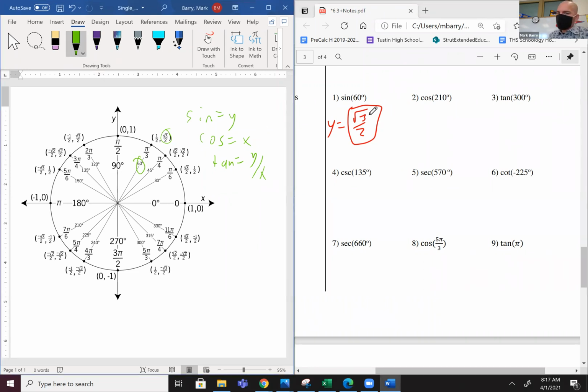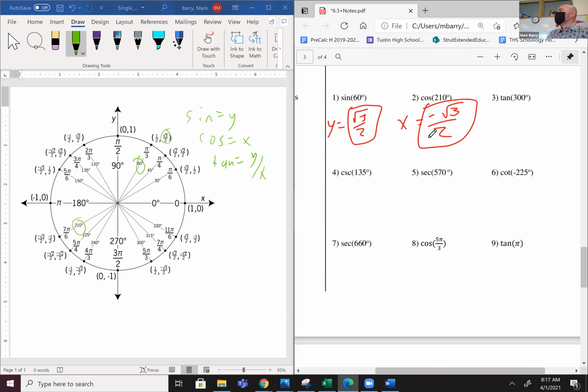Next question is asking me about cosine of 210 degrees. So now I go find 210 degrees. I find it right here. It's in the third quadrant, bottom left. Cosine we know is the x value. And so I'm going to go back to here and I'm going to say my x value right there at 210 degrees is negative radical 3 over 2. That is it. We are done.